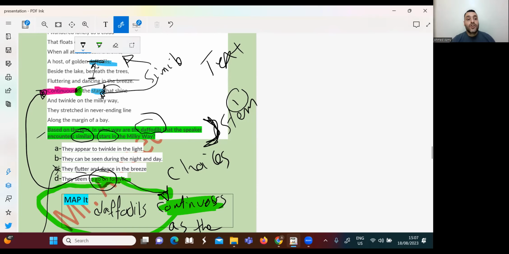The daffodils. So the daffodils and the stars are similar in what way? Dancing, continuous dancing along the breeze. Continuous, in the continuity. So the word continuous equals what in choice D? Go on forever. Go on forever. Thank you. Does anyone have a problem? Do you need more elaboration?